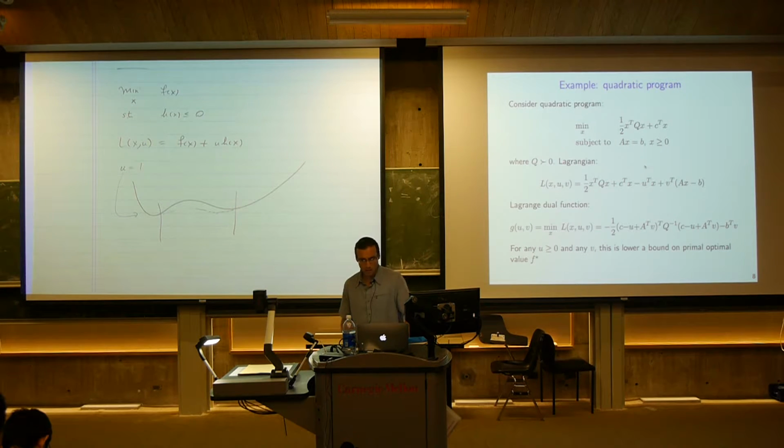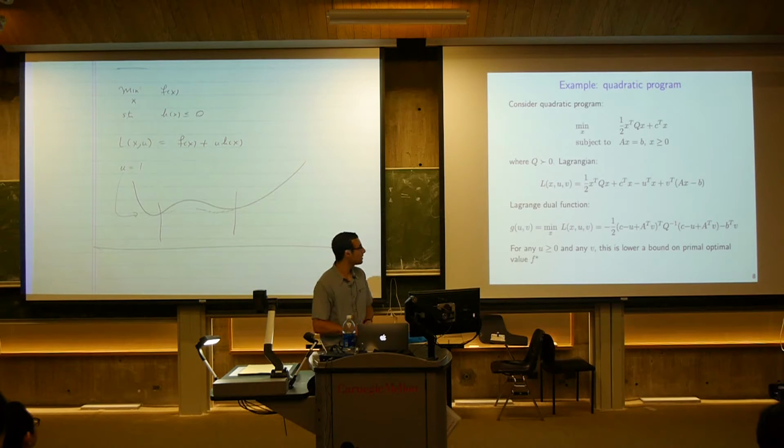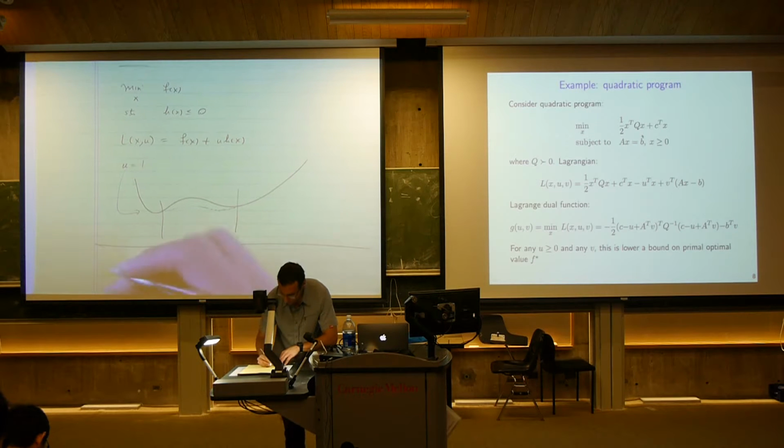So the Lagrangian just follows from our usual recipe, which is we take the criterion value, 1/2 x transpose Qx plus c transpose x. We add, let's say, v transpose times the equality constraints, right? Really, we could write it like this if we wanted to match our notation from the previous slide, but it's the same thing.